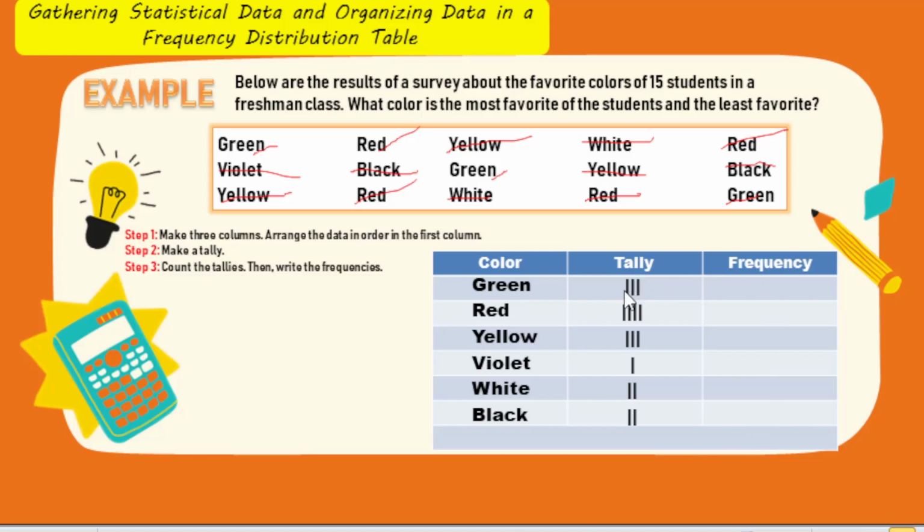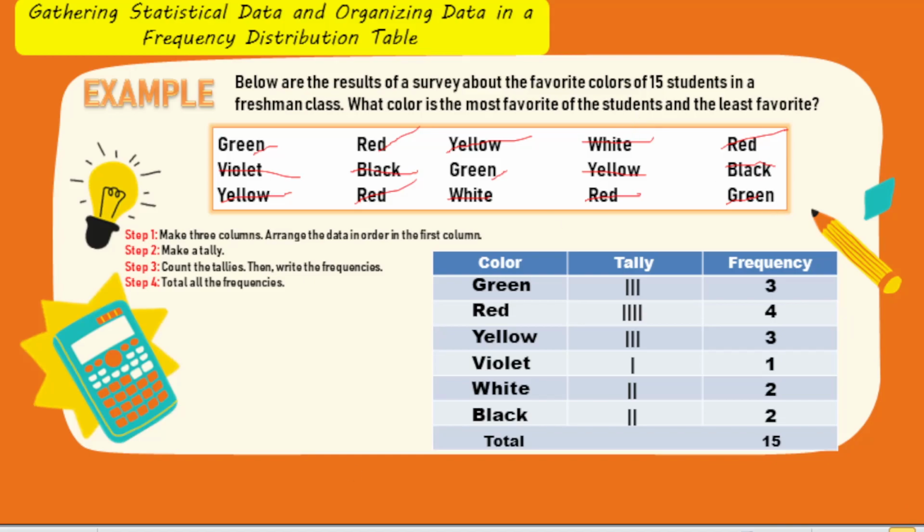So, sa green, meron tayong 3. Sa red, 4. Yellow, 3. Violet, 1. White and black, we have 2. So, ganun yung ating magiging frequency. Then, last, total all the frequencies. Okay, so, ito-total lang natin kung tama. So, 3 plus 4 is 7. Plus 3 ay 10. Plus 1, 11. Plus 2, 13. Plus 2, we have 15.